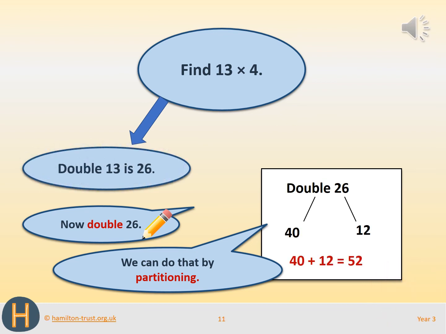Let's look at the answer then to finding 13 times 4. First we doubled 13 to get 26. Then we doubled 26. All together we get 52. Double 20 was 40. Double 6 was 12. When we recombine and add those together, we get 52.